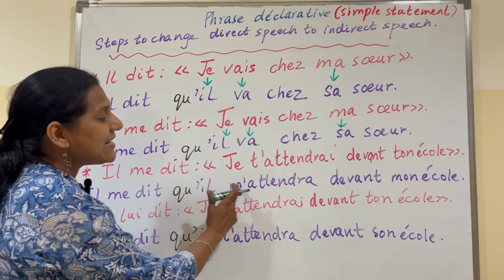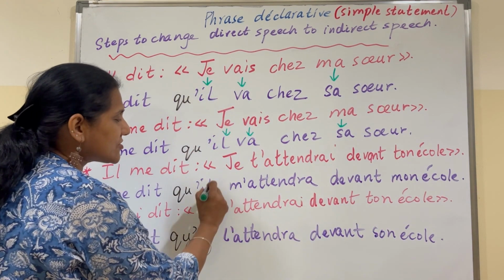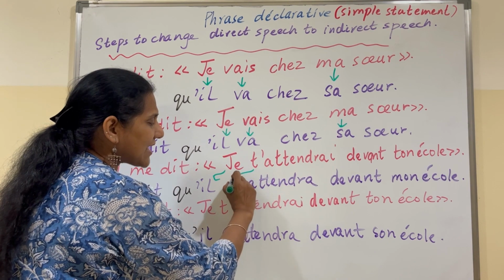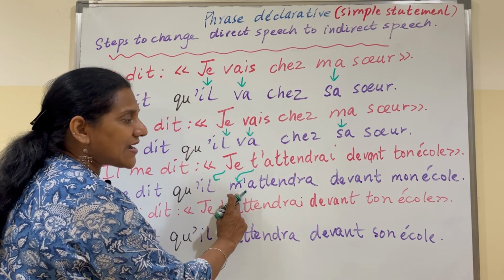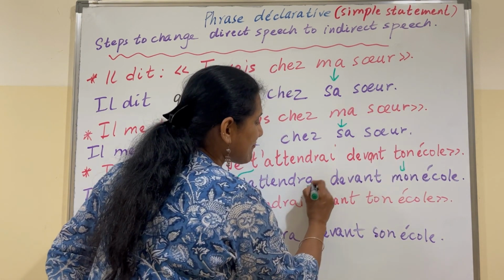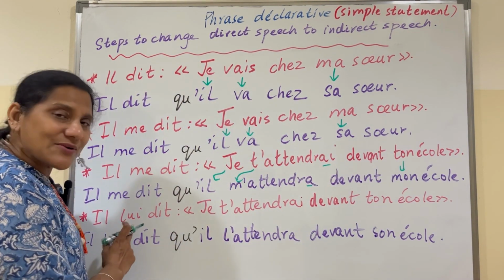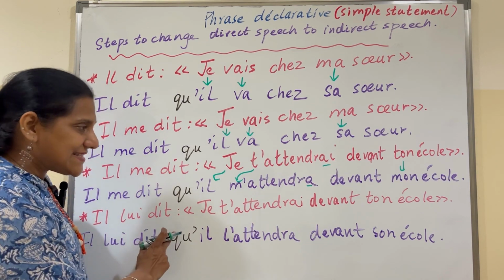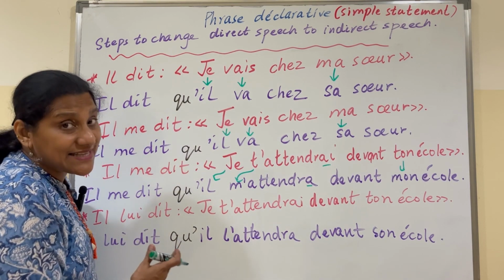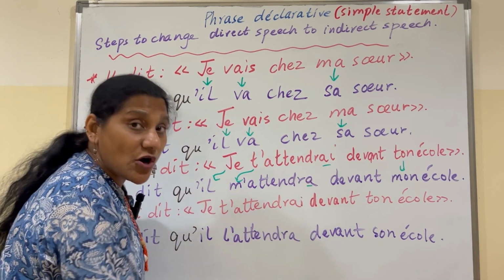So, qu'il m'attendra devant mon école. So, je becomes il, t'attendrai will become m'attendra, is going to wait for me where? In front of my school. Mind you, even the verb conjugation will change accordingly. Now, let's look at the next example. Il lui dit, « je t'attendrai devant ton école. » Il lui dit, he tells him, I'm going to wait for you in front of your school.